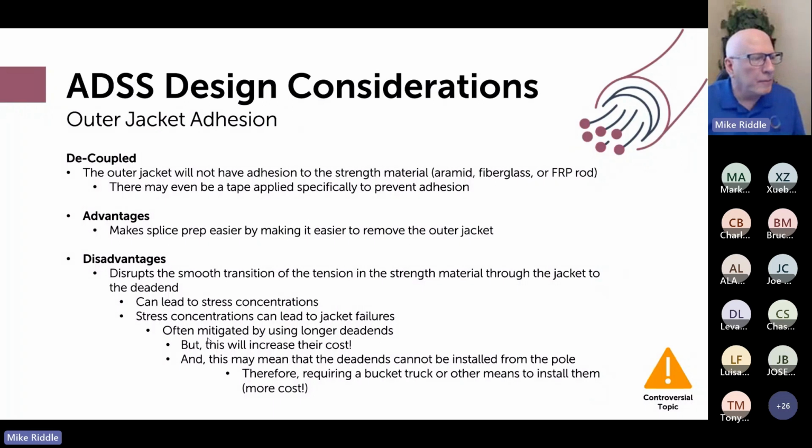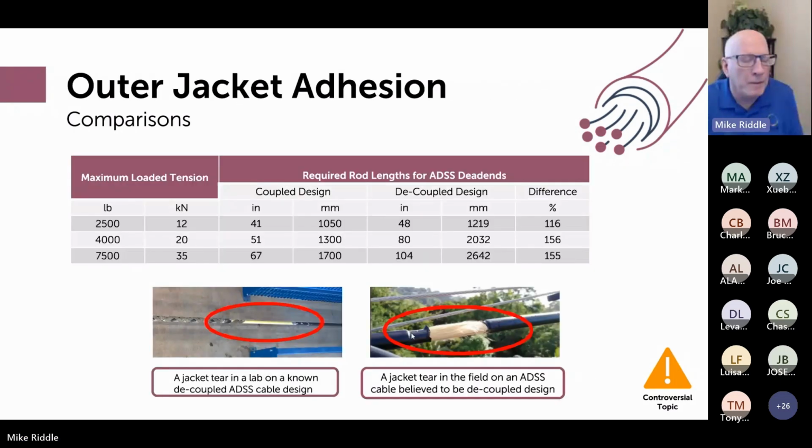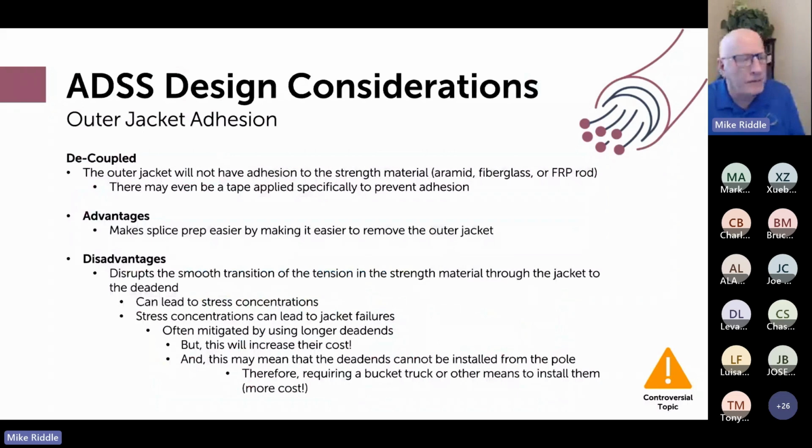So you can mitigate that by using longer dead ends to some extent, but this is going to increase the cost, and the length is going to be longer, which in turn means that you may not be able to install the dead ends from the pole, and means you have to have a bucket truck or some other way of installing them, driving up the installation cost is where I'm going with that.